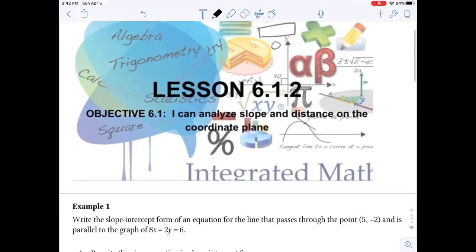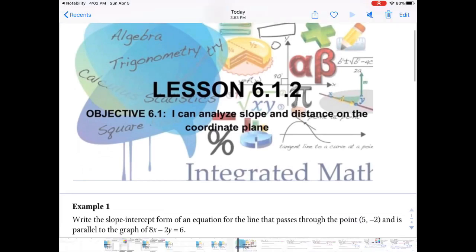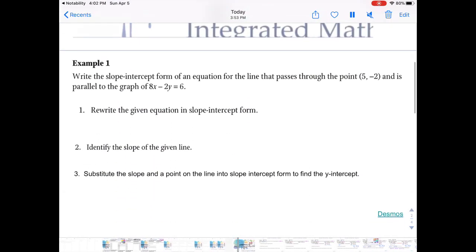All right, today we're talking about lesson 6.1.2. So if you look at example 1, it says write the slope-intercept form of an equation for the line that passes through the point (5, -2) and is parallel to the graph of 8x minus 2y equals 6.